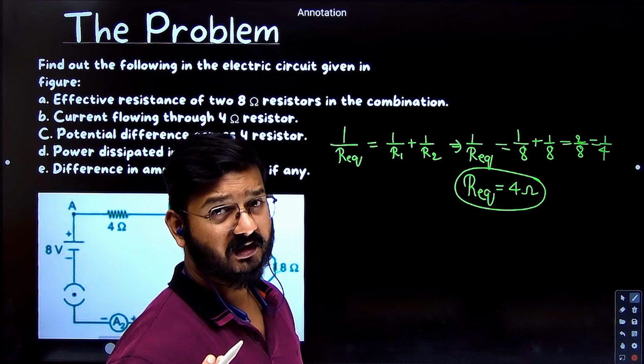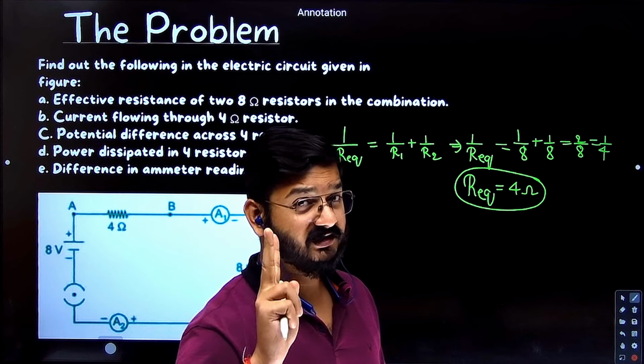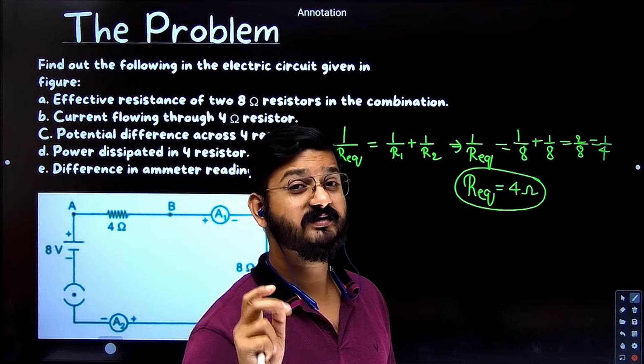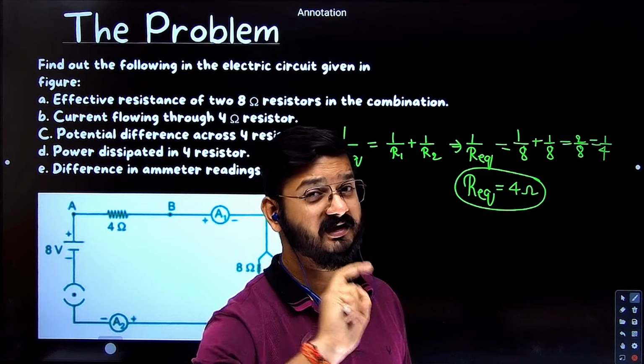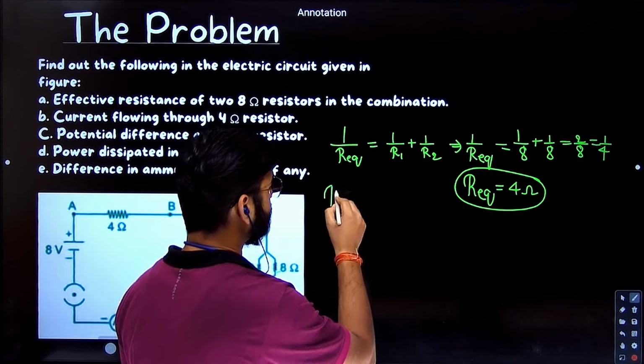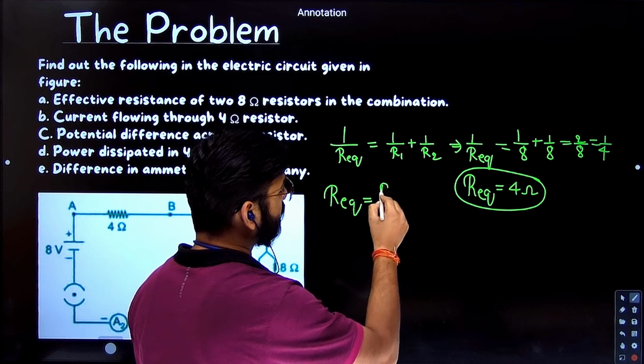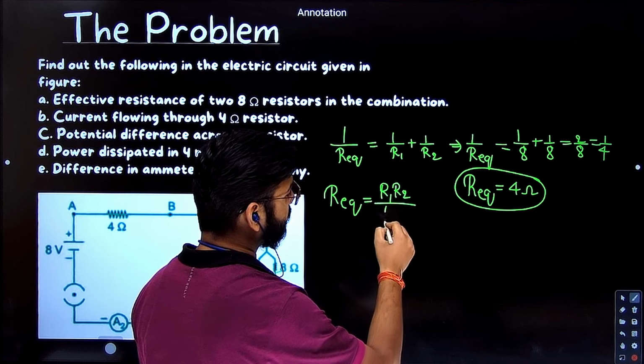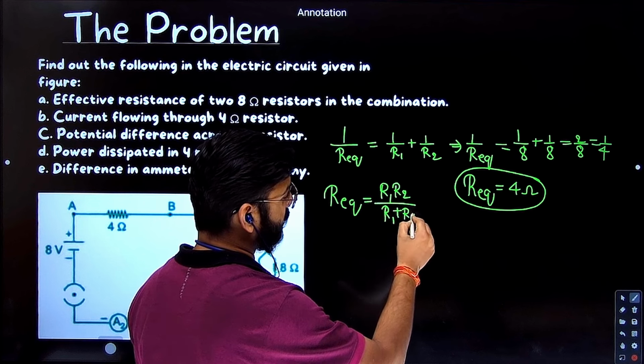Now, let's understand a shortcut. The shortcut I'm telling you is applicable only for two resistors connected in parallel. Whenever you have two resistors connected in parallel, you can directly do this. R equivalent equals R1 R2 divided by R1 plus R2.